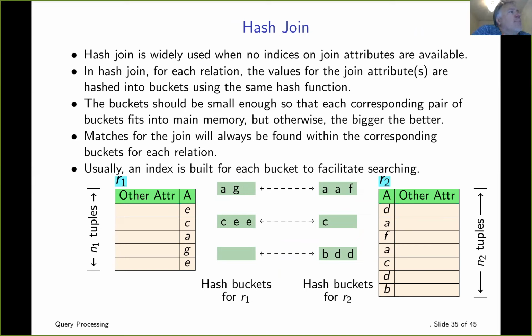So here's how hash joins work. So the hash join, we don't have any indices, and so these are widely used. I believe in PostgreSQL we use hash joins all over the place.